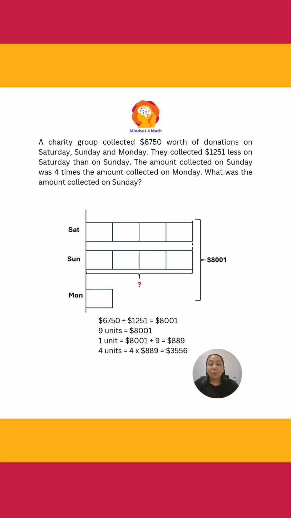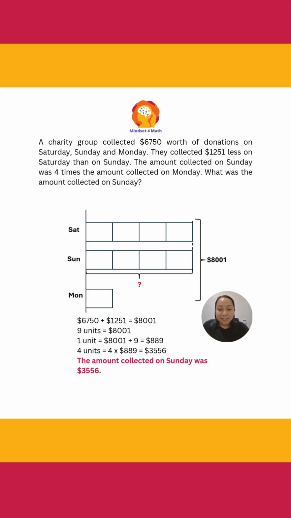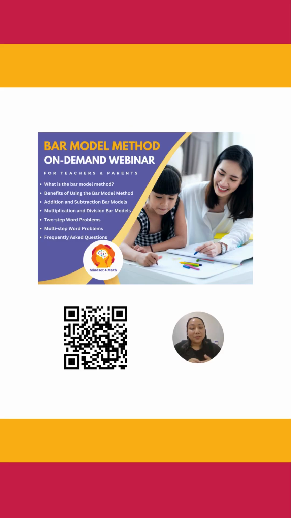What was the amount collected on Sunday? We can now mark the whole bar for Sunday with a question mark. Now, to get what 4 units are equal to, all we have to do is to multiply 4 by $889. And the answer is $3,556. The amount collected on Sunday was $3,556.